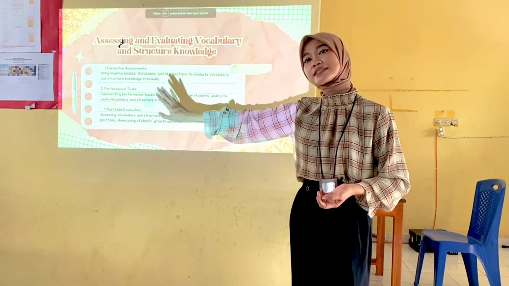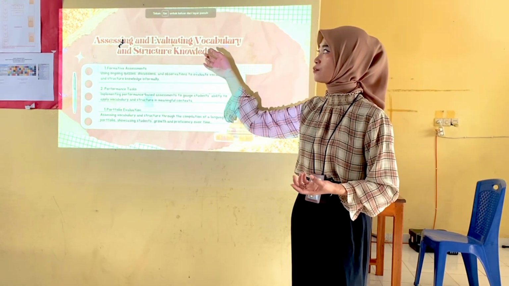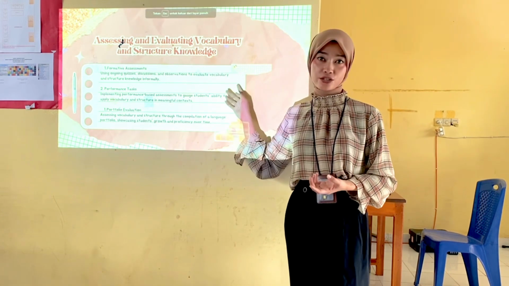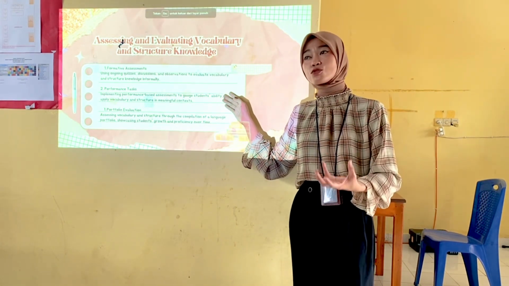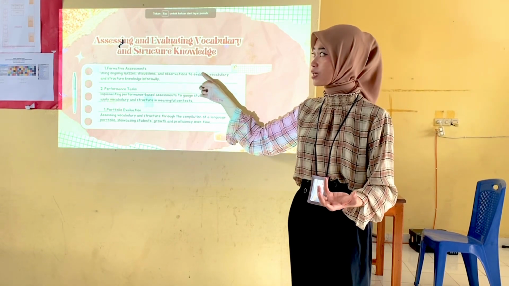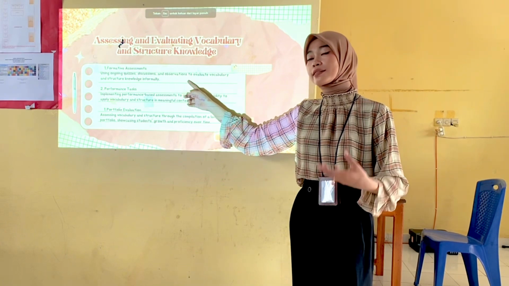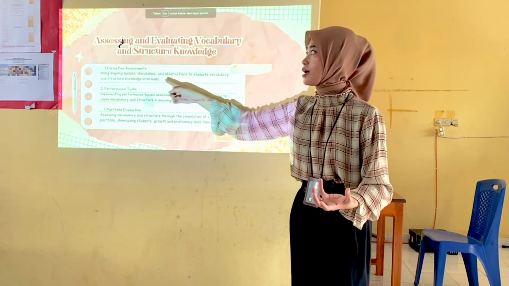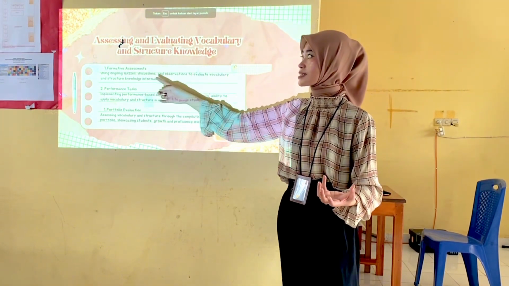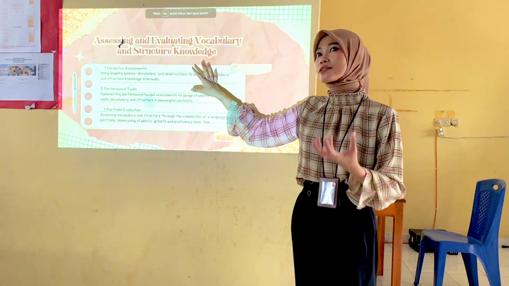And this is the last topic that we're going to discuss, assessing and evaluating vocabulary and structure knowledge. So how do we evaluate or give scores to the students? I think all teachers already know about this. The first one is formative assessment, in which we give some kind of feedback to the students, giving them quizzes, discussion, and observations. So you can get the score from that.